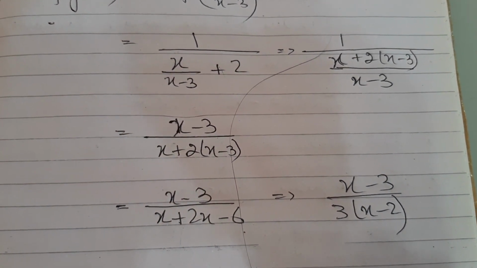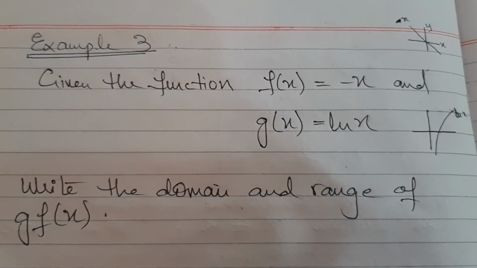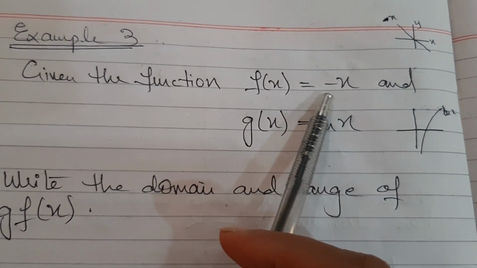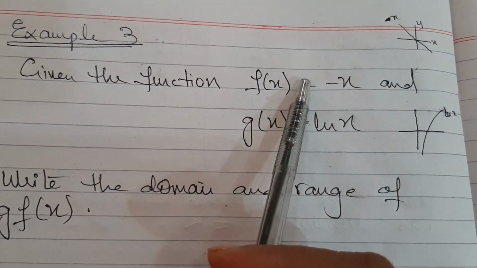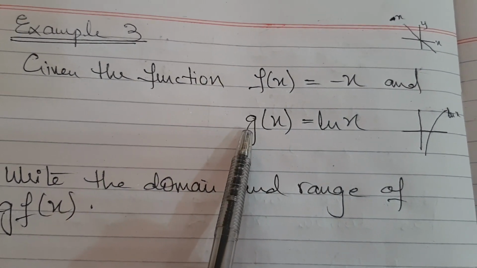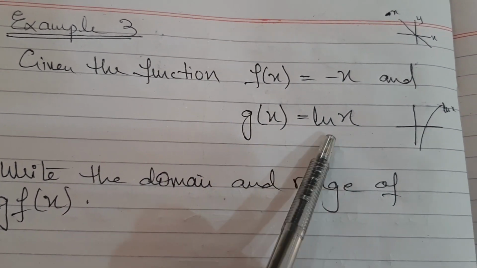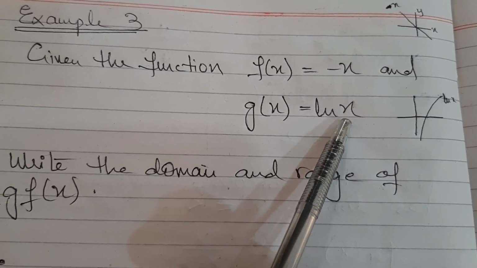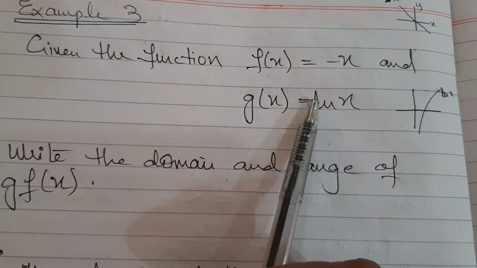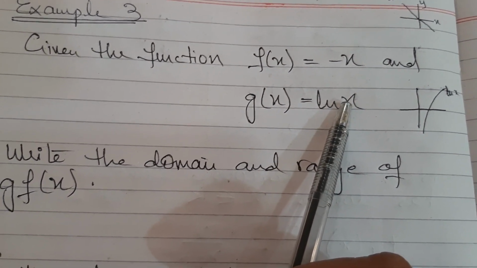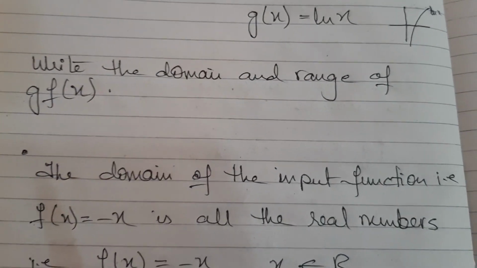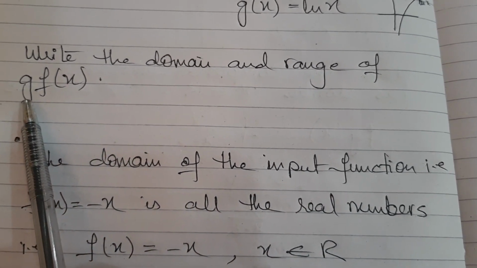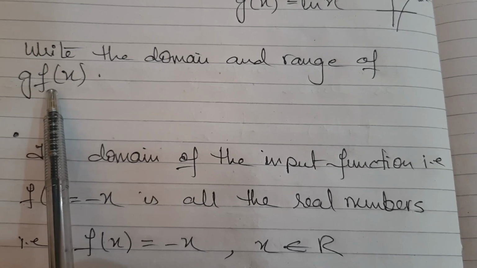Now let's see another example. Now see this example. One function is -x, and you know function -x can take all values of x. Second function is g of x, which is ln x. Again it takes which values of x? Those greater than 0. Reason is ln is not defined for negative values. So we can say the domain of the input function, because I have to find out the composite function g of f of x.